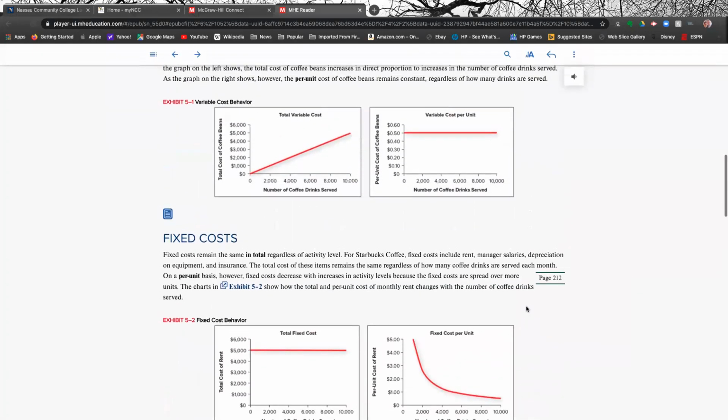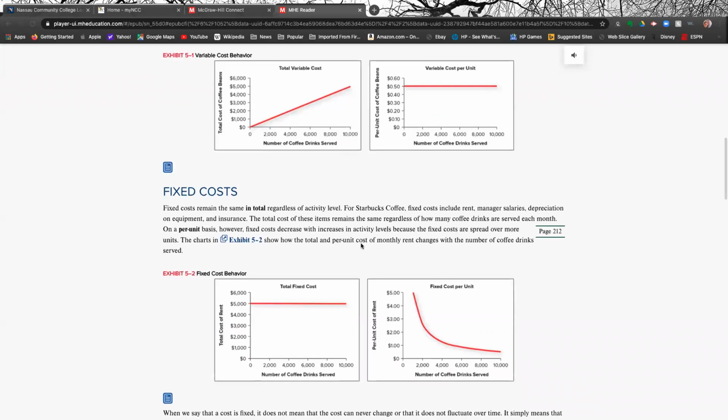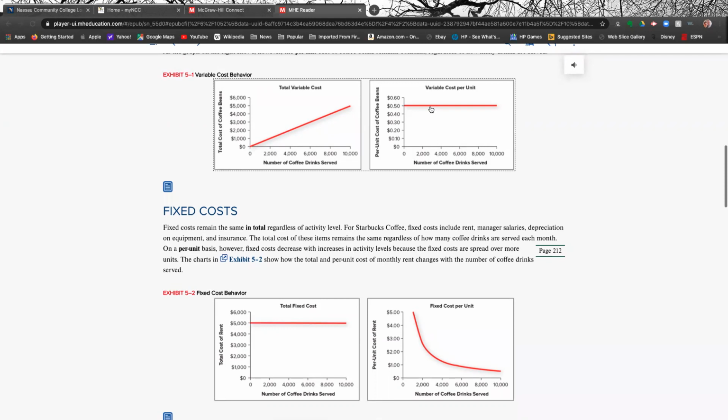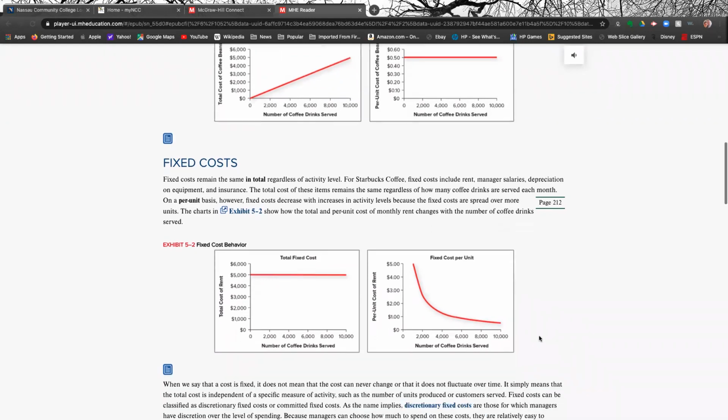Right, so again, just to take a quick look, the graphs are kind of the opposite of each other, right? Because the variable costs increase with the more you produce. The fixed costs stay the same. But on a per unit basis, it's the opposite. On a per unit basis, the variable cost stays the same. The fixed cost per unit decreases.